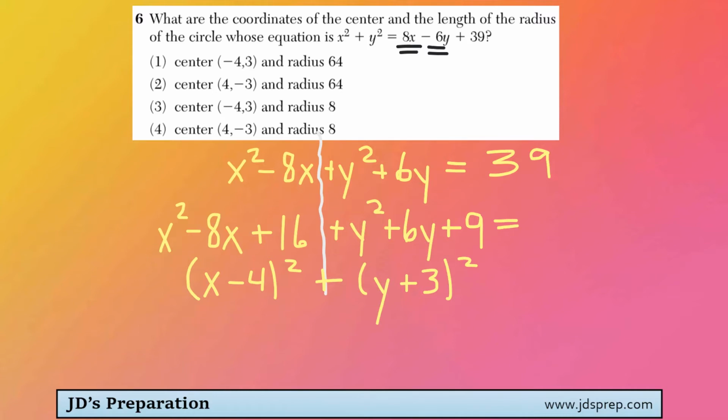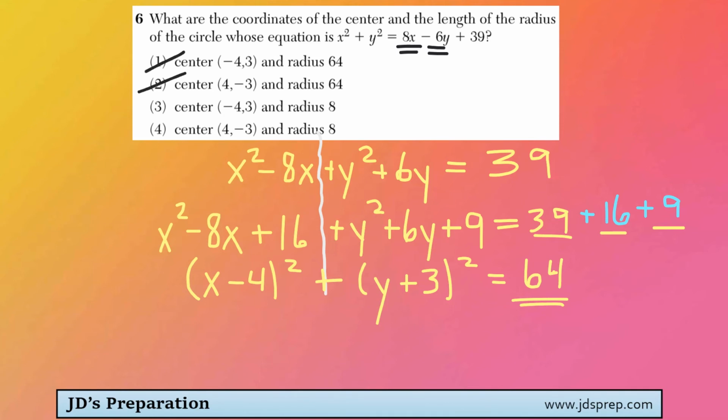But of course, we cannot forget that because we just added 16 and 9 arbitrarily on the left-hand side, we've got to do the same thing to the right side. So we've got to add 16 and 9 over here as well. So now on the right-hand side, we're going to add 39 plus 16 and 9 to get 64. Which makes sense, because if we square root that, we get our radius of the circle. So we know the radius is going to be 8.